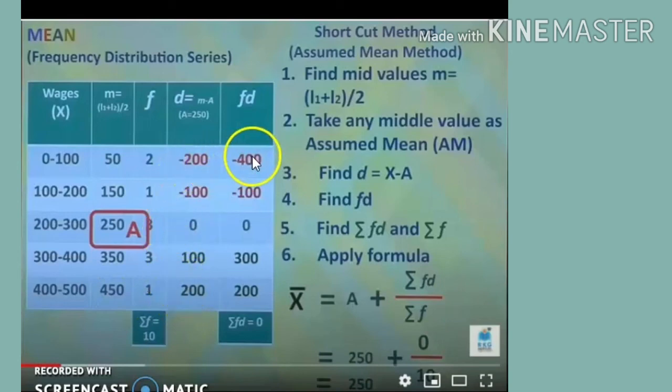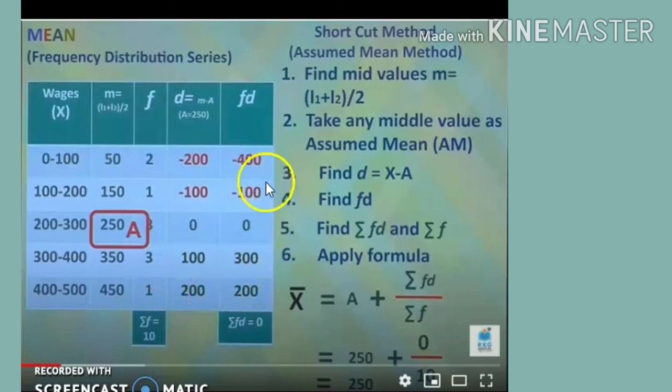Next column you need is fd. So you will be multiplying these two. That is 2 into minus 200 is minus 400. 1 into minus 100 is minus 100. And 3 into 0 is 0. And 3 into 100 is 300. And 1 into 200 is 200.